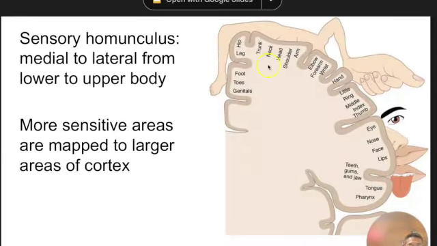So this is called the homunculus. This is where you have more, like your hand is very sensitive, so you have more sensitive area. This is how they map out the brain. Okay, called the homunculus.